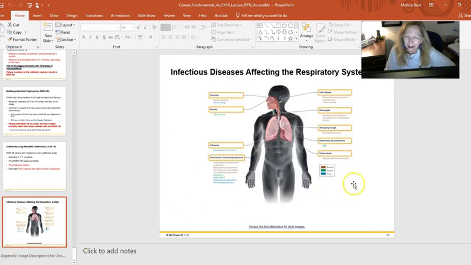So again, at the end of these chapters, at the end of these organ systems, are these nice little synopses of the infectious diseases that are commonly encountered in the organ system. So this one for the respiratory system, I think they do a good job of this.